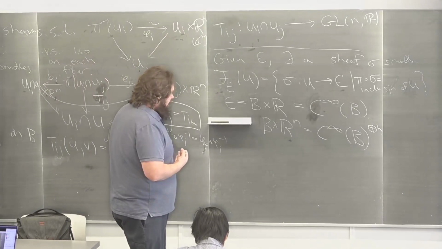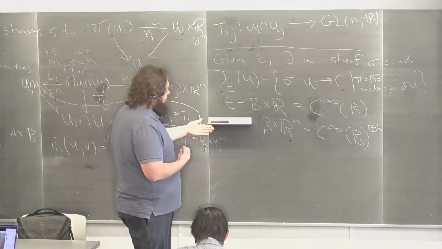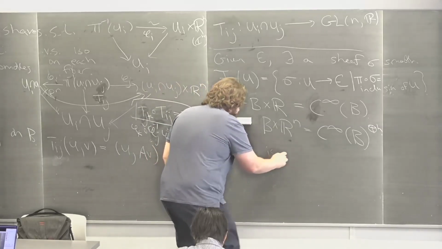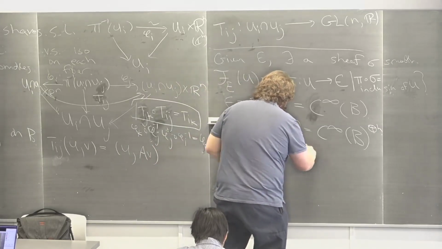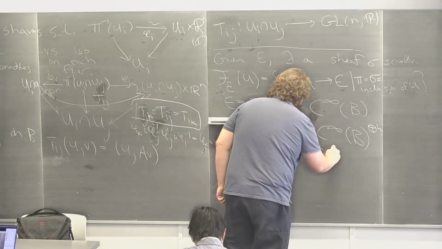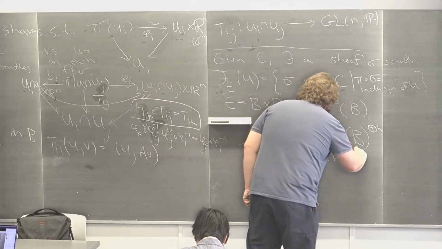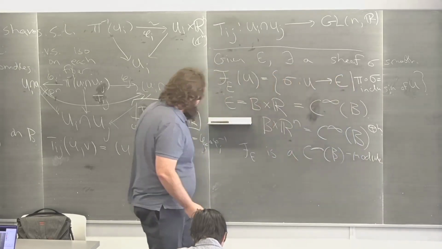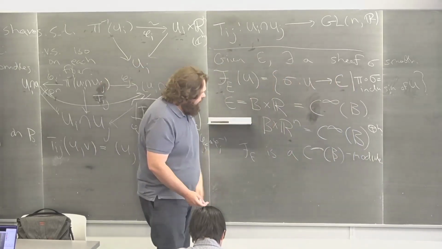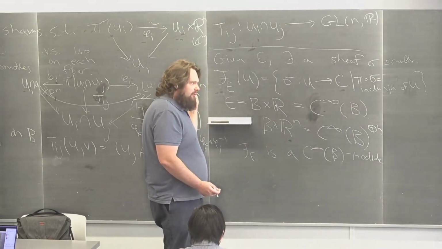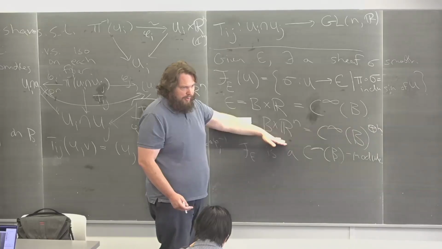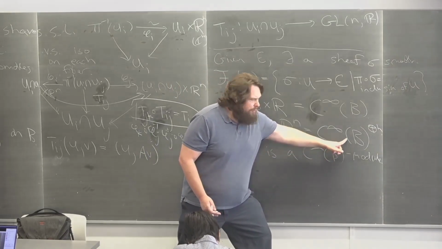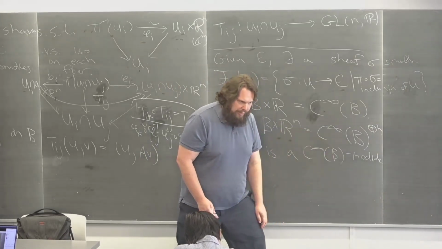All right, cool. So more generally, right, this F sub E is a C infinity of B module. But it has an important special property, right? When I restrict to an open cover, I get a trivial vector bundle. So this guy might not globally be a free module, but it's locally free.